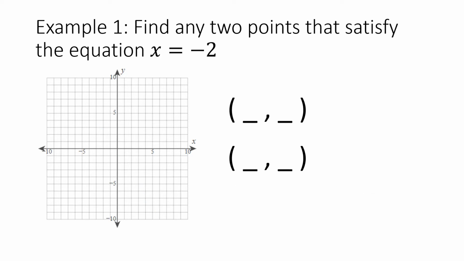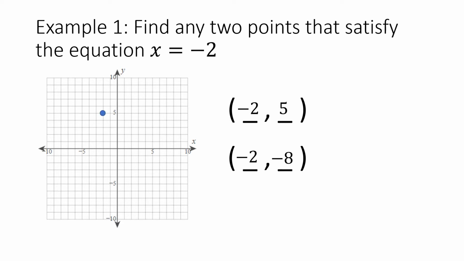Example 1, find any 2 points that satisfy the equation x equal to -2. So what this means is that for both of the 2 points, x is going to equal -2. And so I'm going to go ahead and put -2 in as my x values on these 2 points. These x coordinates are going to be -2. And then now I'm just going to pick y coordinates for the other 2 points. For the first one, I'm going to pick 5. And then for the second one, I'm going to pick -8.